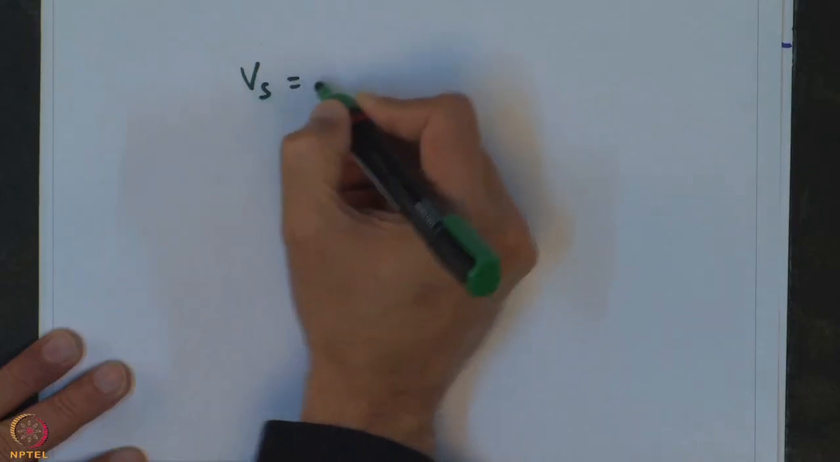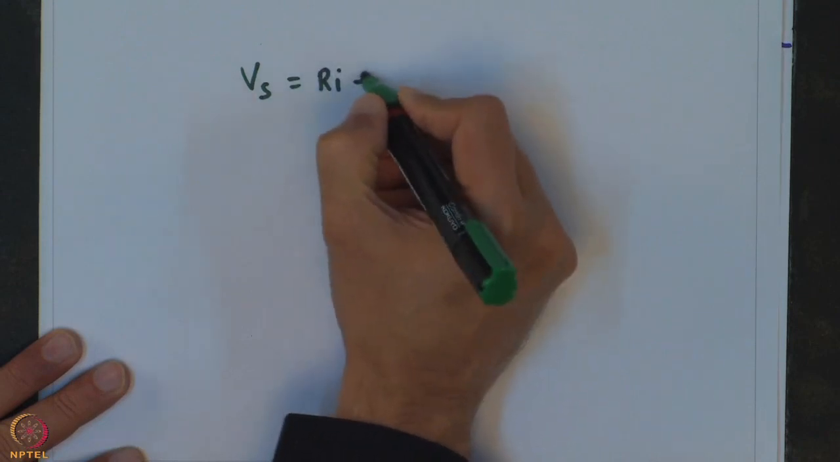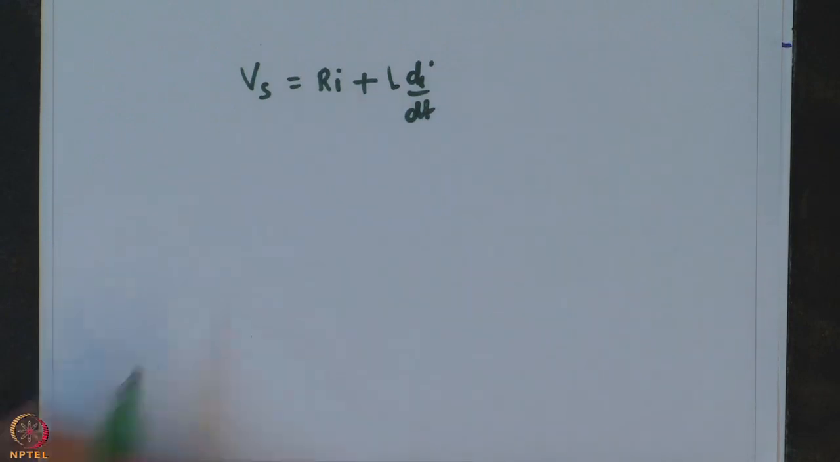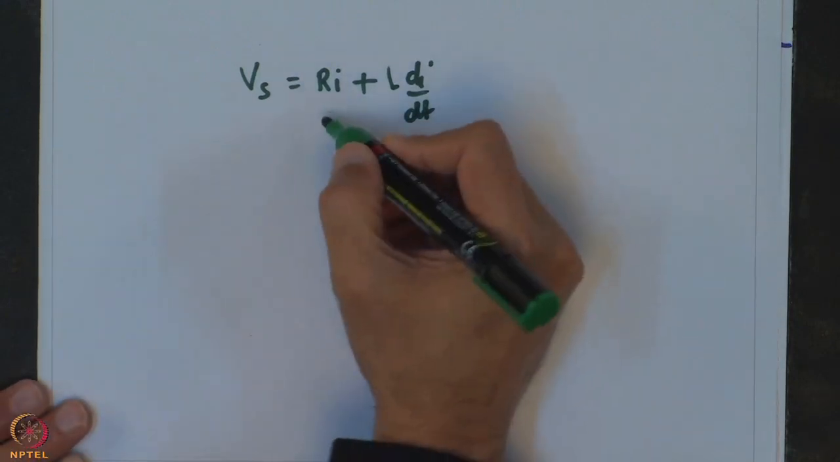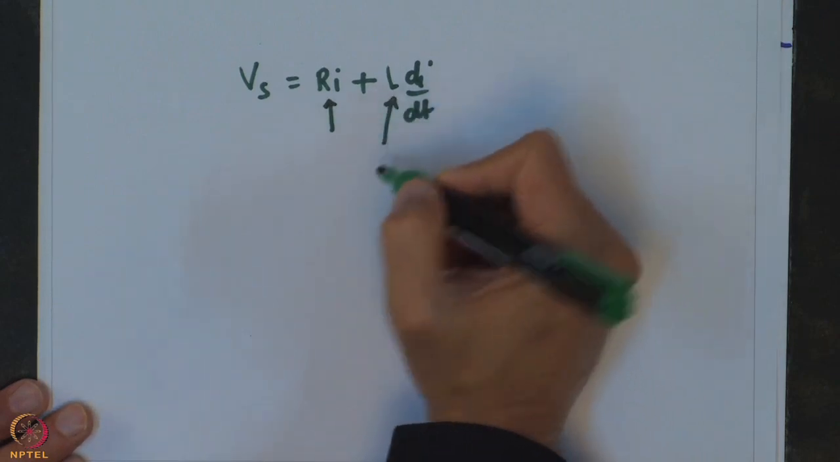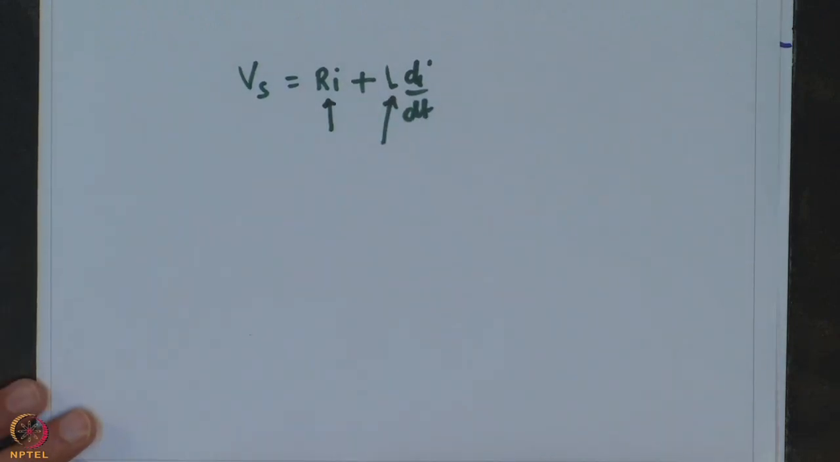What else do we observe from the general examples we considered of power electronics? The general expressions for voltage and current can be written in terms of linear differential equations with constant coefficients. For example, Vs is equal to Ri plus L di by dt. Here R and L are constant coefficients, they do not vary with time.